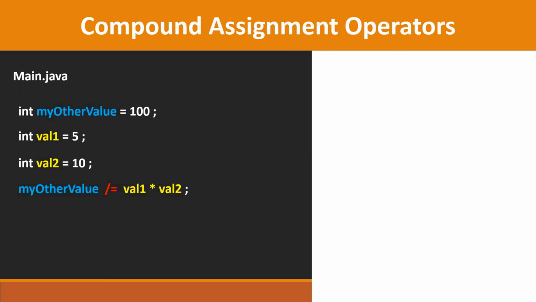So now in order to perform this calculation, the first thing the compiler has to do is solve the right side of the operator. So in this case, it'll multiply val1 times val2, so that's 5 times 10, which produces a result of 50. It then takes that 50 and divides it into myOtherValue, which currently has a value of 100. Dividing 50 into 100 produces a result of 2. That result of 2 is then stored back into myOtherValue. So when we print out myOtherValue, we get back a result of 2. So as you can see, Java supports a really rich set of arithmetic operators. So in our next clip, let's take a look at the precedence of these operators.